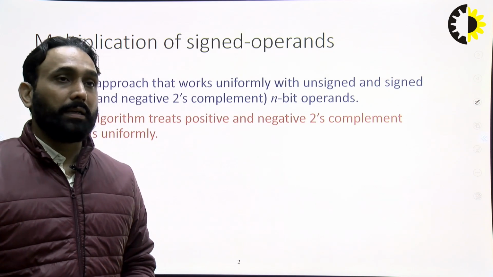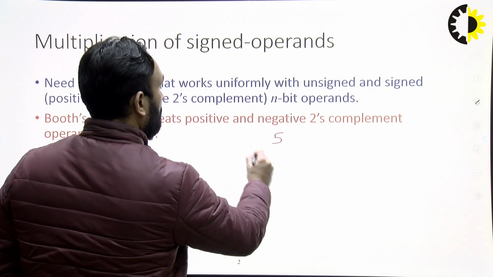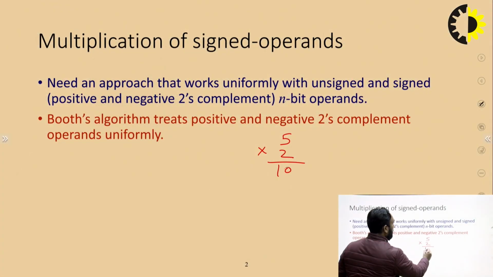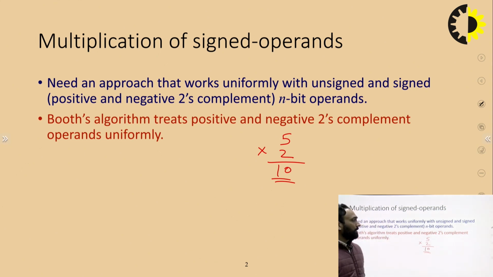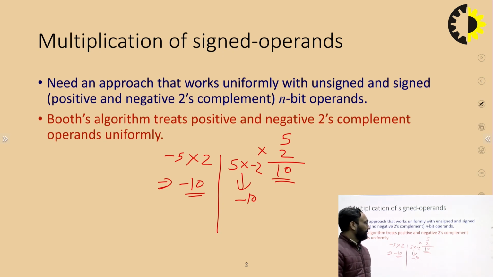In multiplication, for example, when we have 5 into 2, the answer will be 10. For unsigned numbers there is no problem, we can use any approach, the traditional approach, to perform multiplication. But the case arises when there is a signed number, like 5 is minus and 2 is positive, the result will be minus 10. Or in another case, 5 into minus 2, the result will be minus 10. Or maybe both are negative.